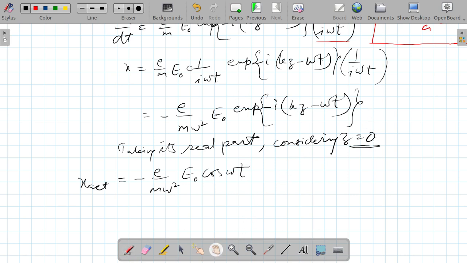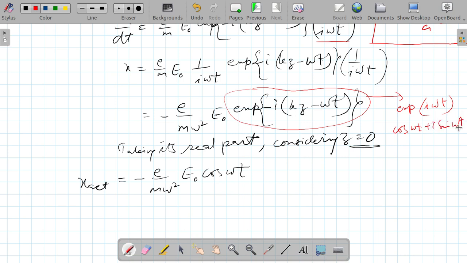Let me do a little mathematics here. I will try to solve this part, so it will become exponential iota omega t, because I have taken z equal to 0, this term will become 0 and minus minus will become plus. It is cos of omega t plus iota sine of omega t, and this is the real part, so I am taking simply the real part of it, so that's why I am writing it in this manner.